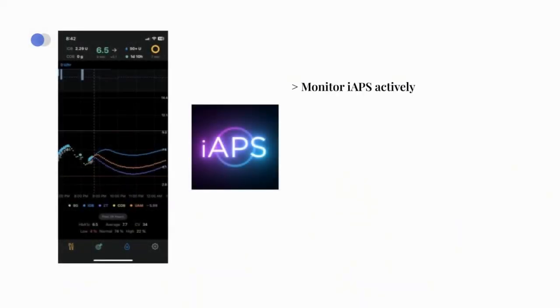Active monitoring. iAPS controls your insulin delivery, so it's crucial to watch it closely and understand how it works. Be attentive to any potential errors or unexpected behavior and learn how to interpret the system's actions.